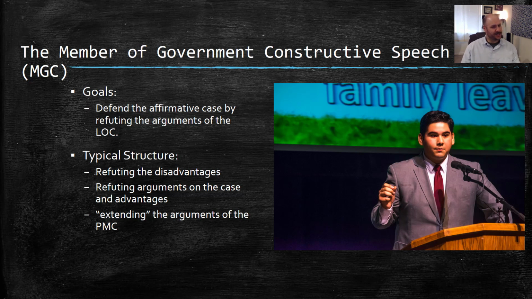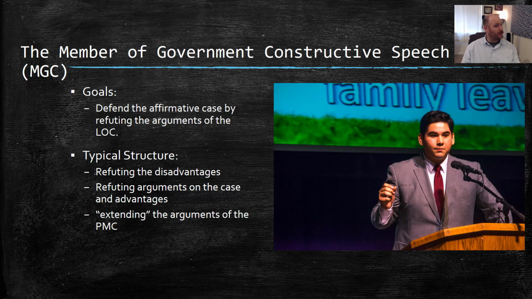In addition to all of that defensive work that the member of government has to do, the member of government is also responsible for extending their arguments, right? They're trying to convince the judges that their plan is net beneficial. This can be done in a variety of ways, including providing logical explanations of how a plan would actually work, bringing up empirical examples with evidence, or at least hypotheticals that really help us understand that, and expanding upon the impacts.